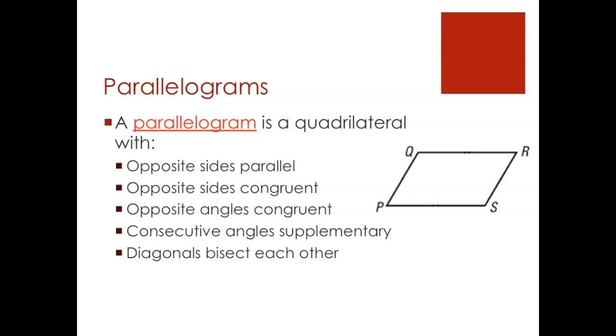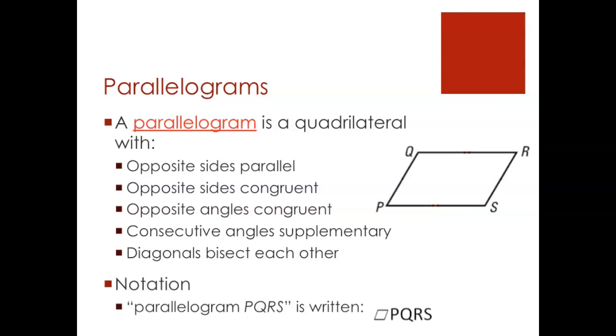Now in terms of notation, the way that we would notate a parallelogram, for example this one, PQRS, we would say parallelogram PQRS, so name it by all four vertices, and then when we write it, we would use this notation here. So similar to how for a triangle you draw a little triangle in front of it, for a parallelogram you draw a tiny little parallelogram in front of it.